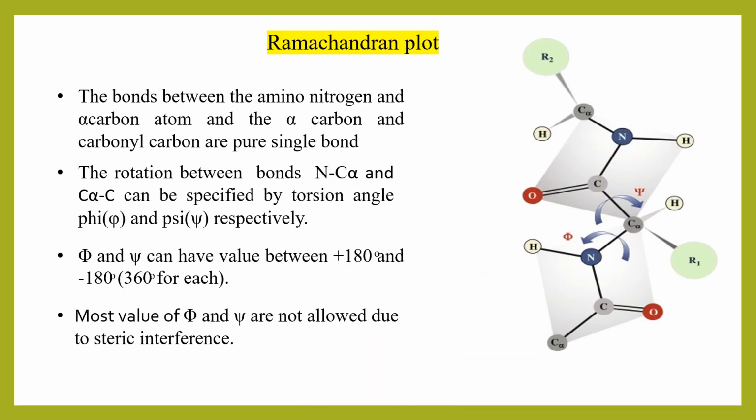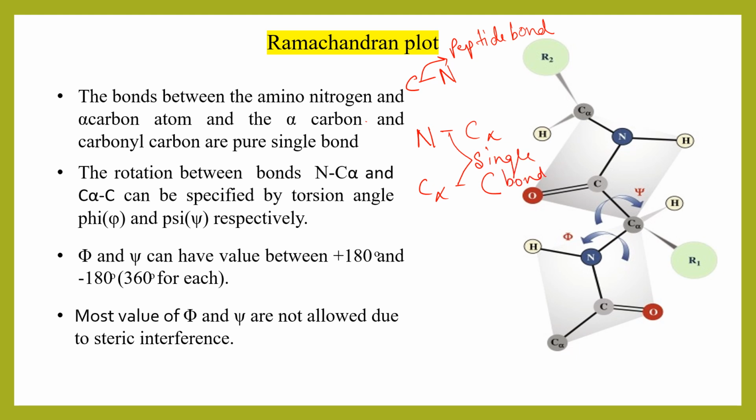Now we know that the bond between the alpha carboxyl group and the alpha amino group is known as the peptide bond. But apart from this peptide bond, there are also two bonds present, that is between the amino nitrogen and the alpha carbon and the alpha carbon and the carbonyl carbon. So here this point says the bonds between the amino nitrogen and the alpha carbon atom and the alpha carbon and the carbonyl carbon are pure single bonds. That is, the bond formed here is a pure single bond. It will not have a partial double bond character like the peptide bond.